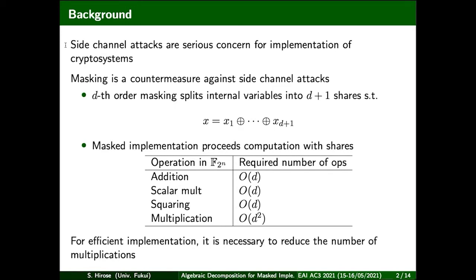Let me begin with background. Side channel attacks are a serious concern for implementation of cryptosystems, and masking is a countermeasure against them. d-order masking splits internal variables into d+1 shares, satisfying that the internal variable x is equal to the sum of its shares x1 to x_{d+1}. And masked implementation processes computation with shares. Masked implementation is often discussed for block ciphers. So let's see operations in GF(2^n). The required number of operations is order of d for addition, scalar multiplication, and squaring. On the other hand, for multiplication, the required number of operations is order of d squared. So, for efficient implementation, it is necessary to reduce the number of multiplications.